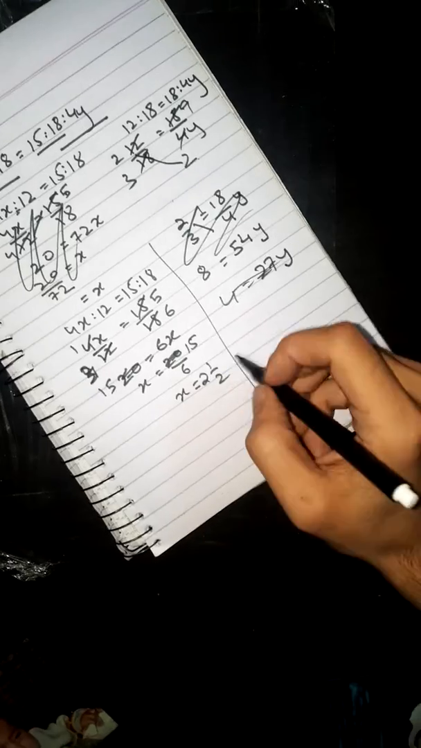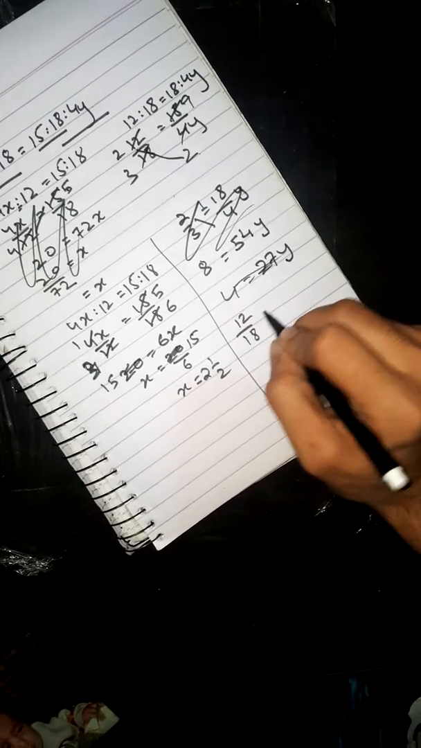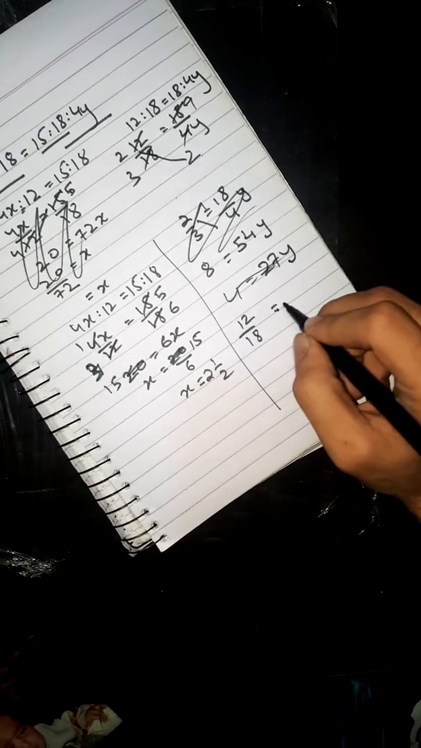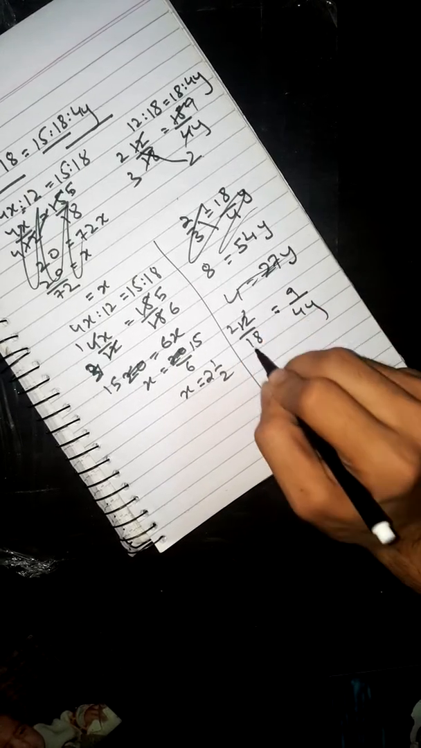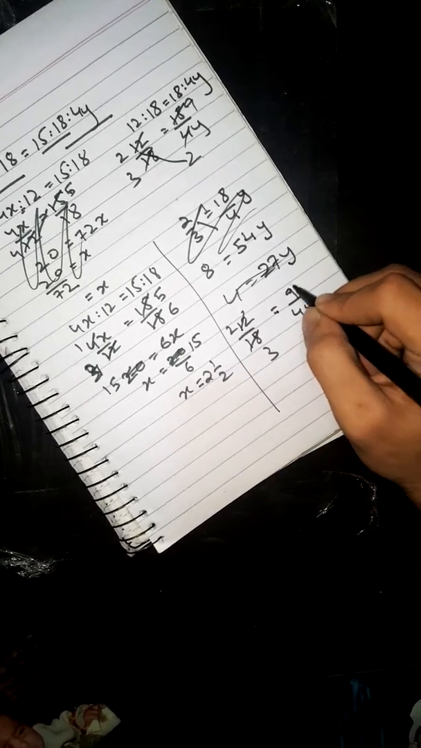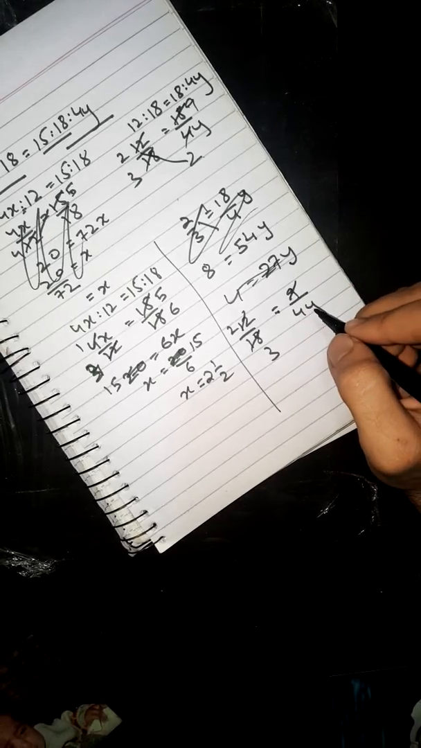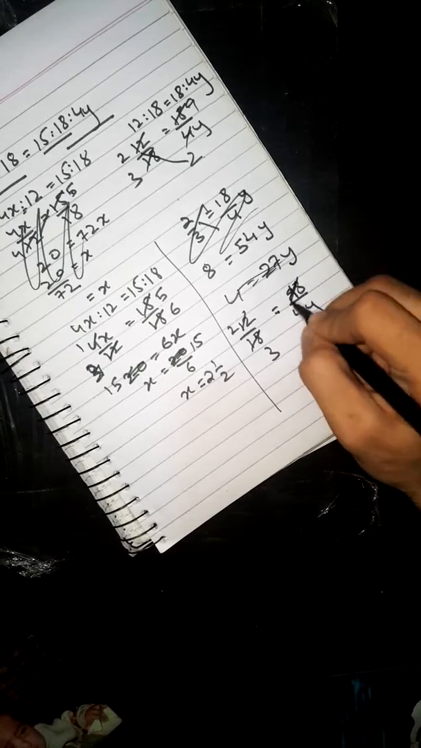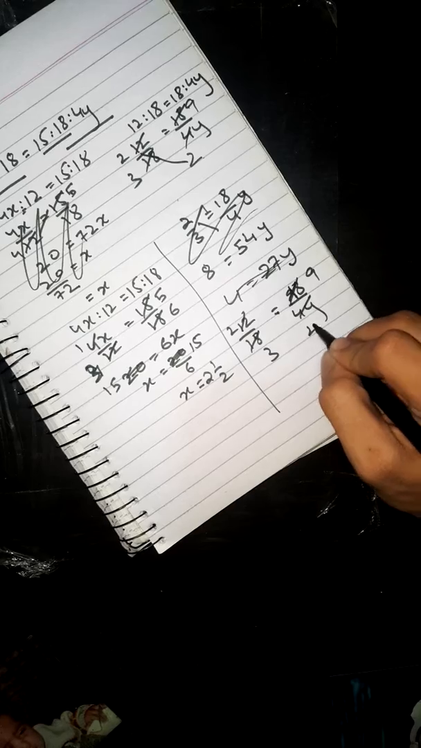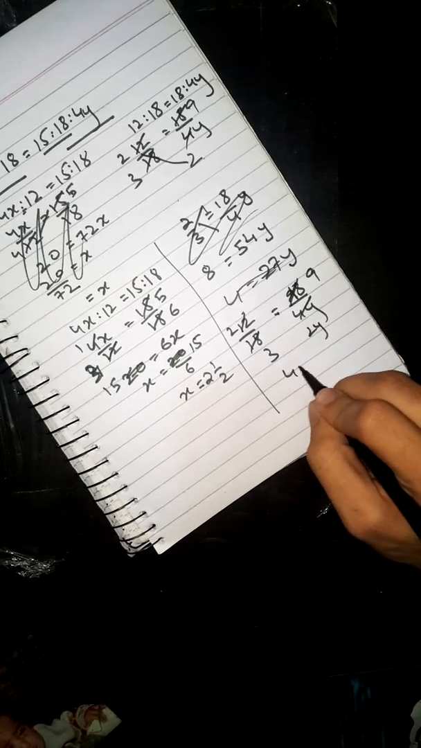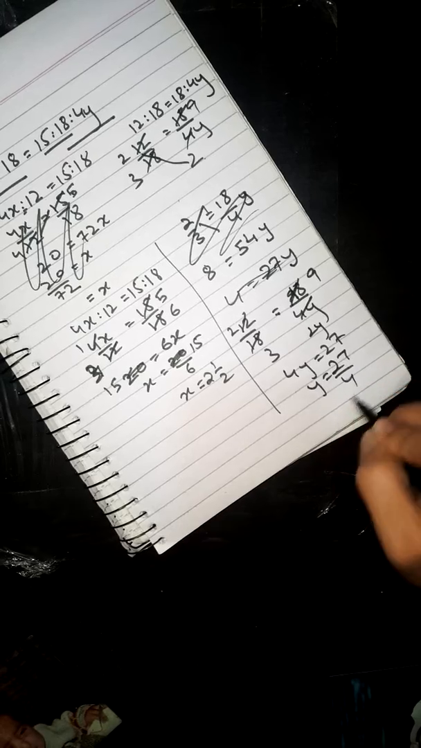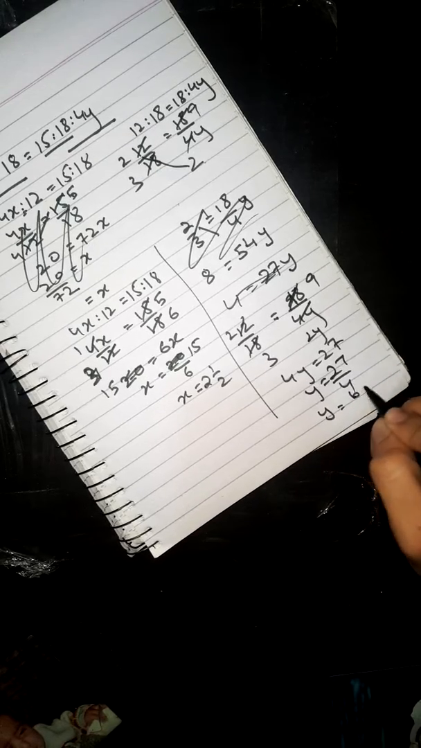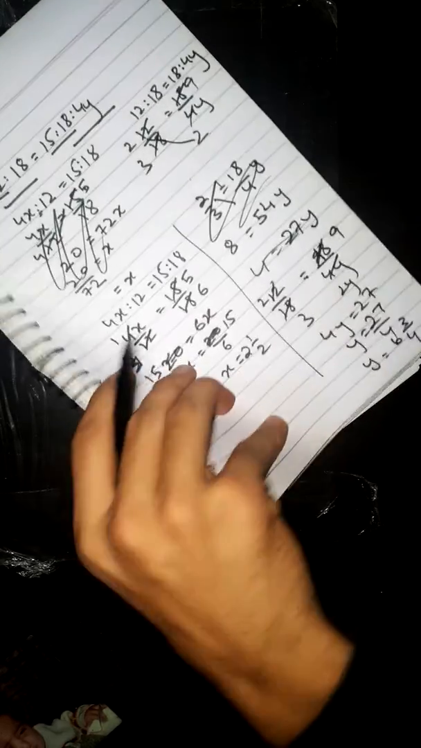I'll do it again from here. 12 over 18 is equal to 9 over 4y. 6 times 2 and 6 times 3. So 2 times 9 will give us 9 and it will give us 2y. Cross multiplication, 4y is equal to 27. Y is equal to 27 by 4. Y is equal to 6 whole 3 by 4.